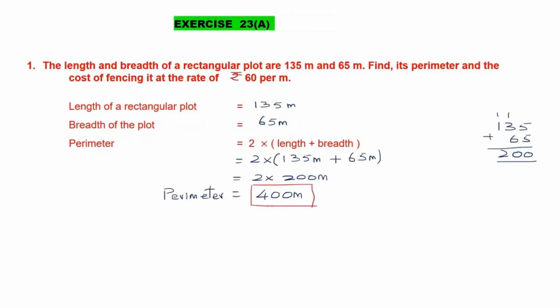Now let's go to the second part. What is the second part? Find the cost of fencing it at the rate of 60 rupees per meter. For 1 meter, it is 60 rupees. We have to find for 400 meters. So how do we write that? We start our statement by saying, first we write the rate per meter. So given to us in the question, the rate per meter is 60 rupees. So this is the rate per meter. So cost of fencing will be rate per meter into perimeter.